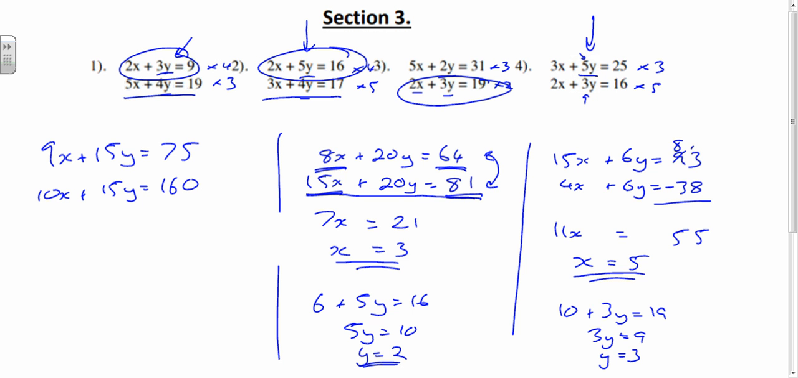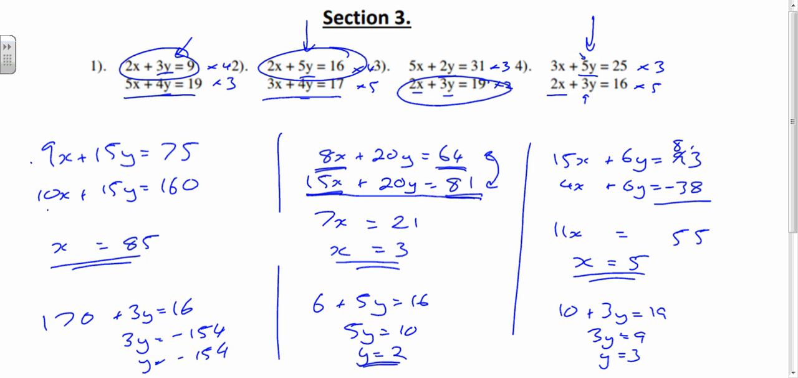And then if we do this one take away this one, 10x take away 9x is going to be x equals, and then 160 take away 75 is going to be 85. So if x is 85, substitute that back in. How is this right? Let's try it. 2 lots of 85 is 170. So 170 plus 3y equals 16. Take away 170 from both sides. So 3y equals minus 154. Then we've got y equals minus 154 divided by 3.